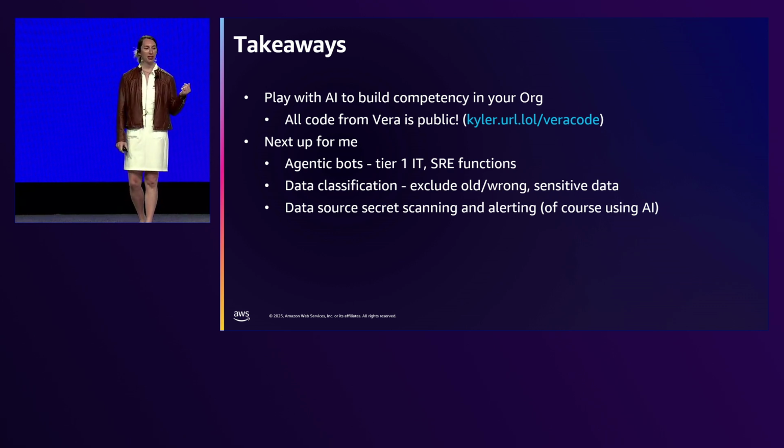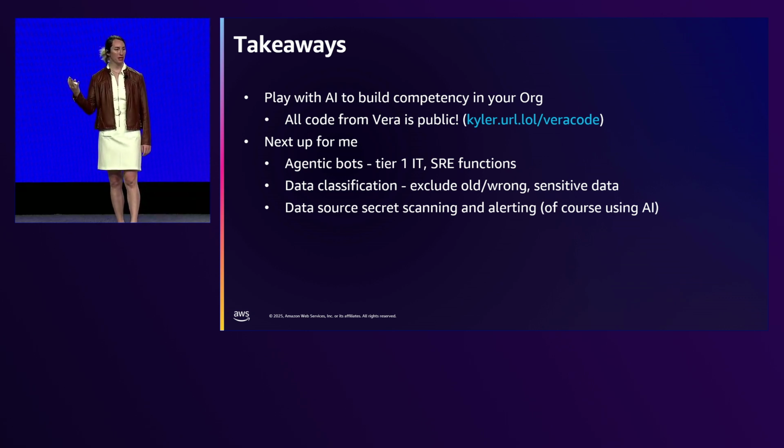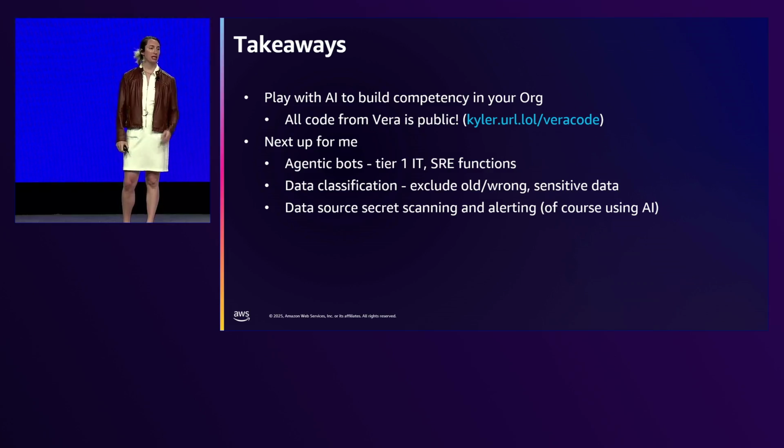Also data classification, like excluding wrong data or old data. A lot of this SharePoint data is 35 years old, that's surely incorrect now. How do we flag it as incorrect and ignore it next time when we sync the data? And then secret scanning in it, so I referenced this a little bit.